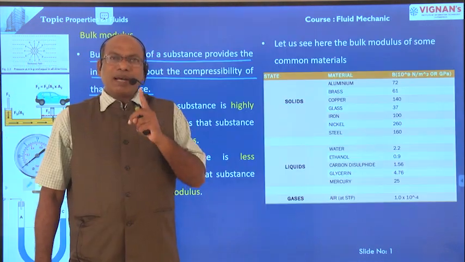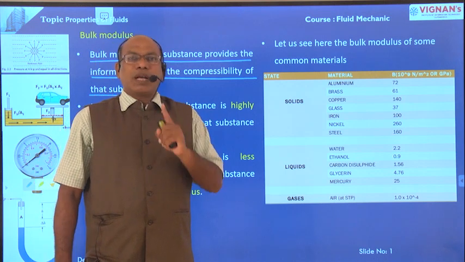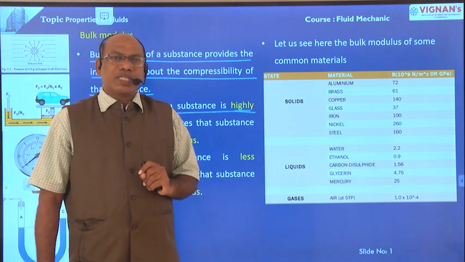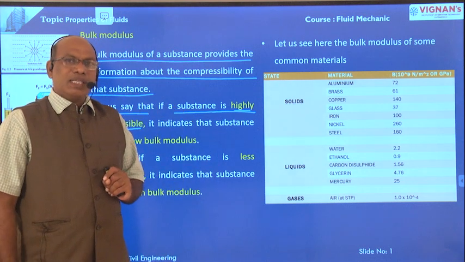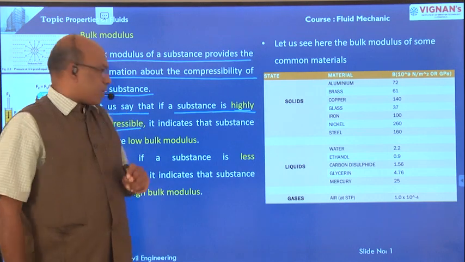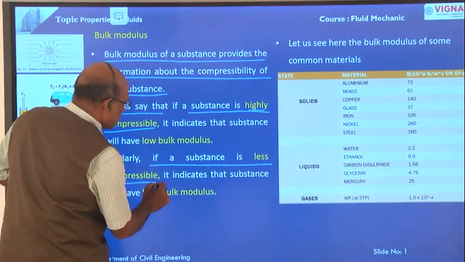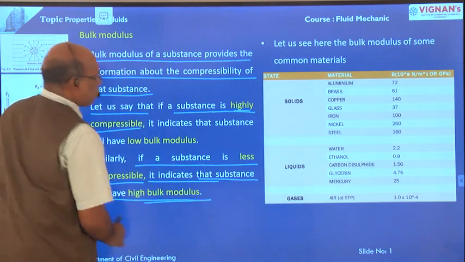Bulk modulus is the measure which gives the information about the compressibility of a substance. Highly compressible fluids give a low bulk modulus. Otherwise, fluids with low bulk modulus give high compressibility. Similarly, if a substance is less compressible, it indicates that the substance will have a high bulk modulus.